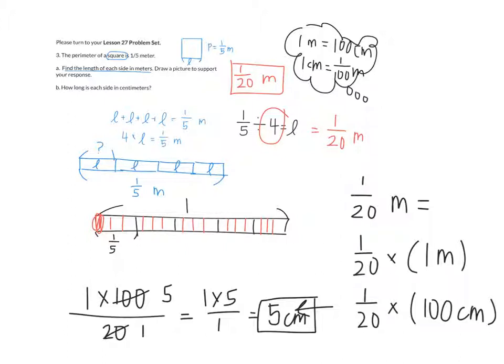Make sense? So this is taking what we know, combining a bunch of skills that we know. It's taking how to divide with fractions and whole numbers. It's taking how to do unit conversions and how to multiply fractions. Lots of skills just in one problem.